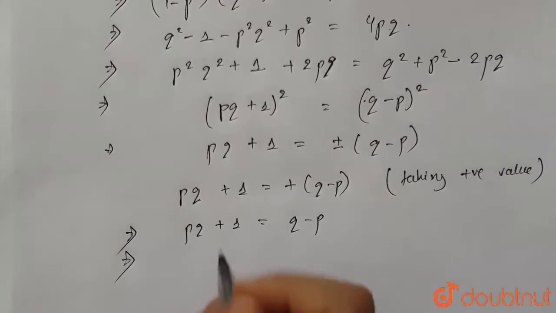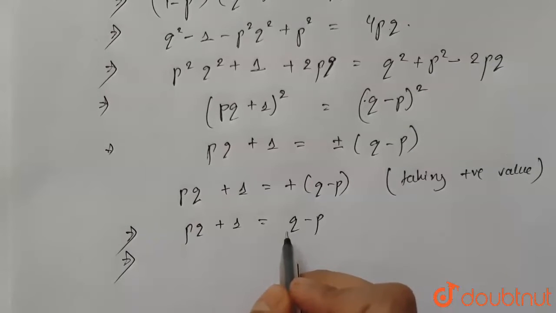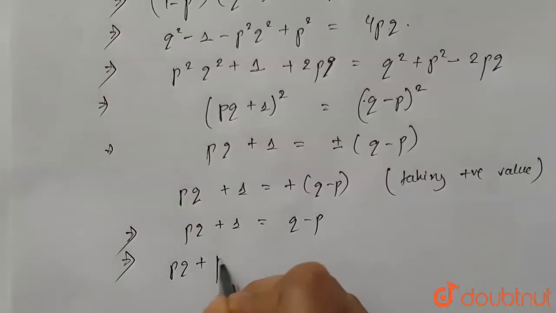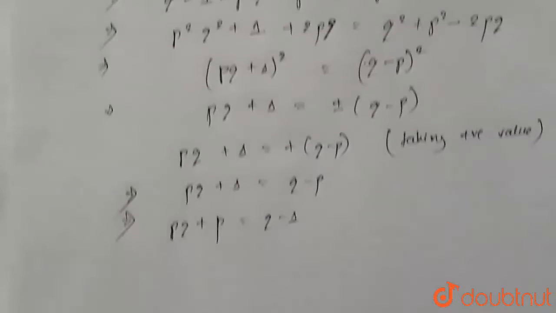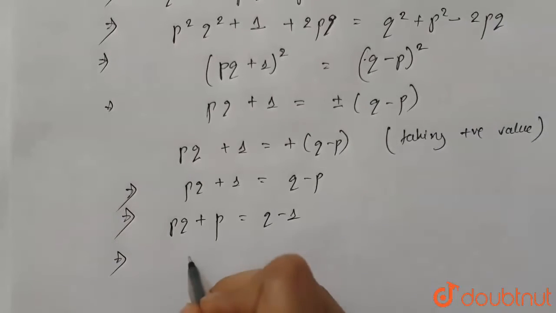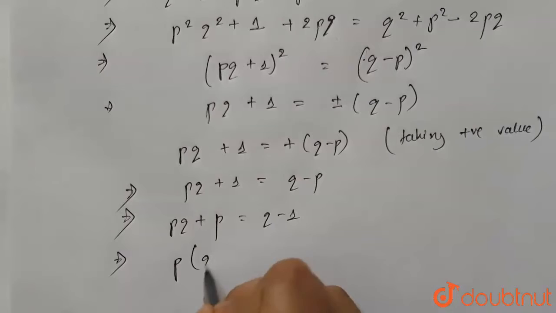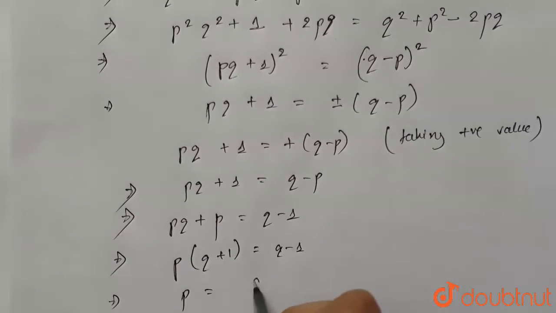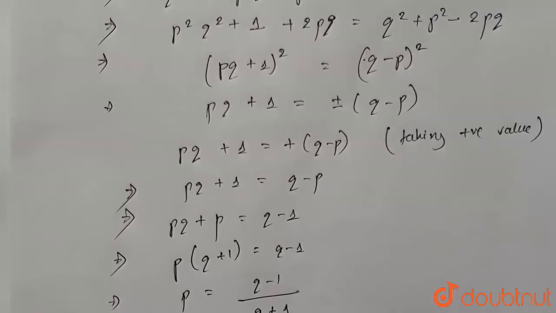So now if I take the p this side, we get pq plus p is equal to q minus 1. Now we can take p common from here. So p into (q plus 1) equals q minus 1. So we get the value of p is equal to (q minus 1) by (q plus 1).